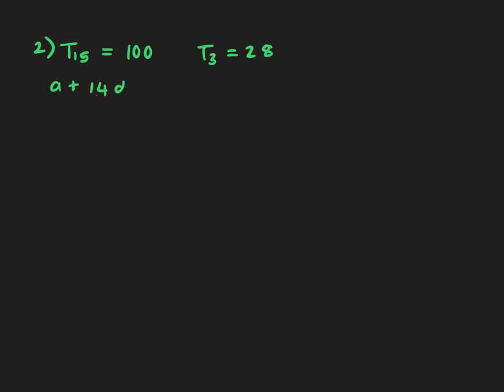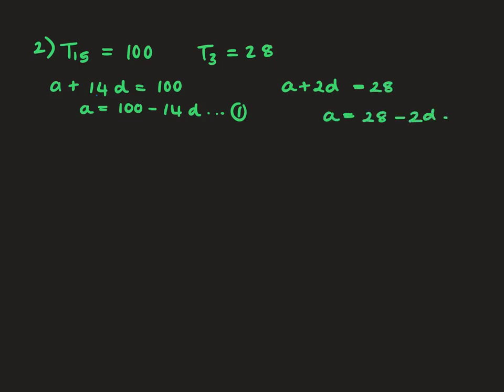So we're going to have A plus 14D equals 100. So A is 100 minus 14D, number 1. All right, and then A plus 2D is equal to 28. So A is equal to 28 minus 2D. That's my second equation. Let the 2 equal. 100 minus 14D is equal to 28 minus 2D.